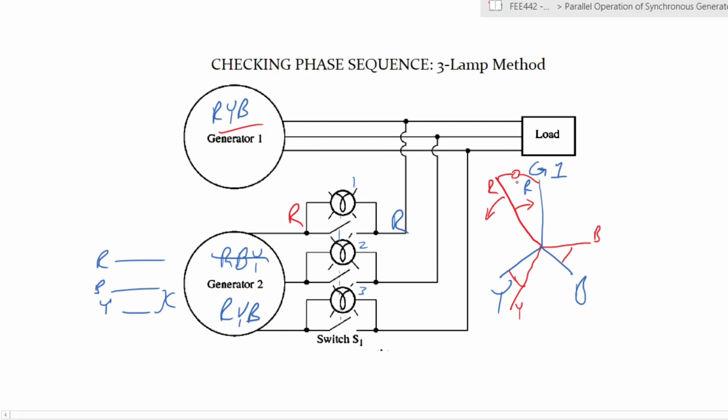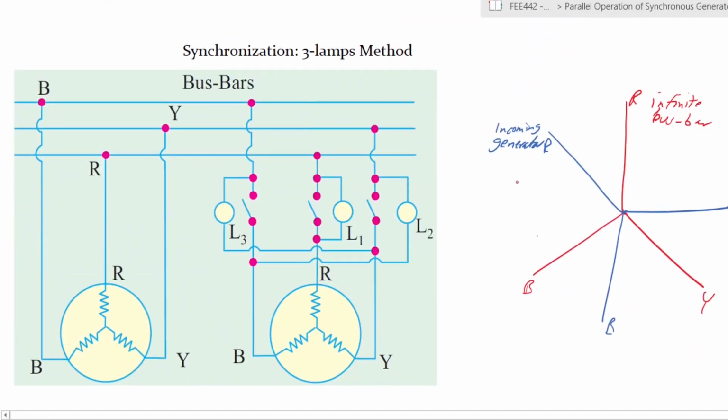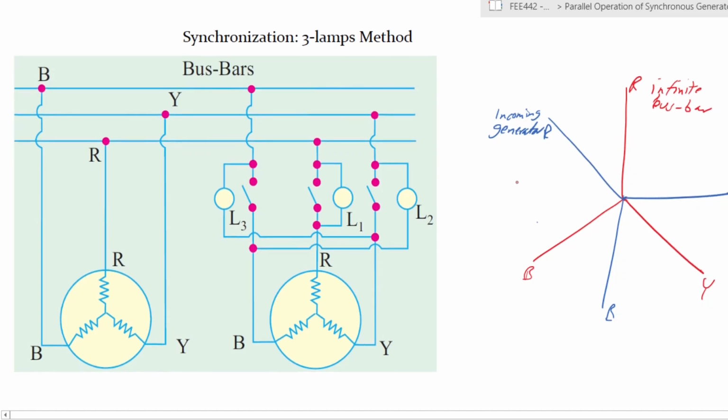So let's look at it a bit more in terms of proper synchronization. When you have synchronization, now we have a slightly different setup, still with 3 lamps, but you can see they have been set up slightly differently. This illustration shows the wiring for a setup which we want to connect to. So let's say this is our generator 1. Let's call this infinite bus bars.